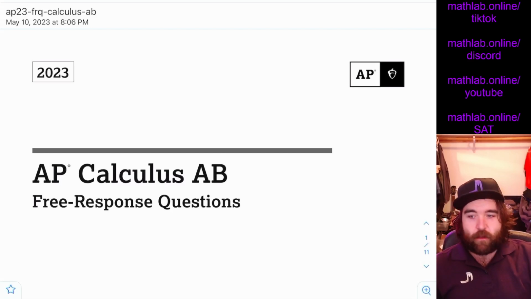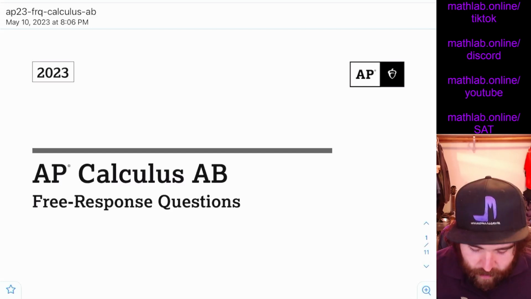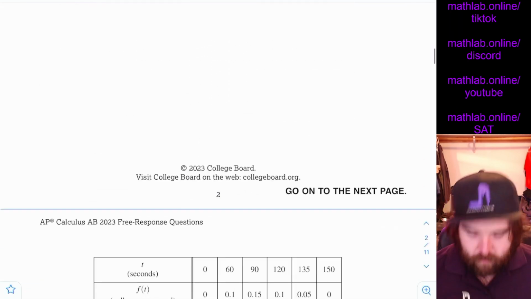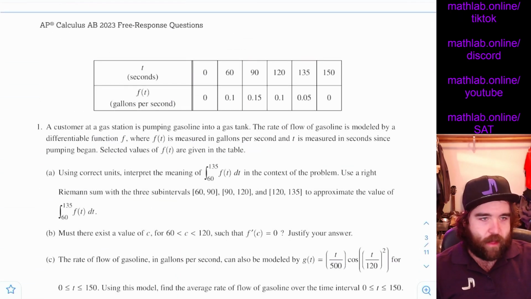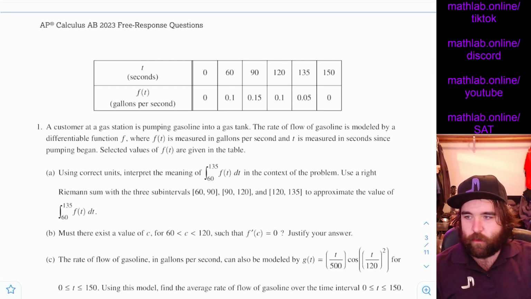The AP Calc 2023 questions are out, AB and BC. So I'm probably going to do both of them. I bet a lot of them are overlapping, though, but we'll still look at both of them.